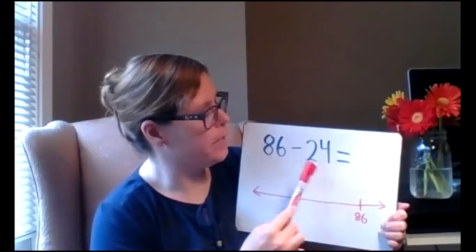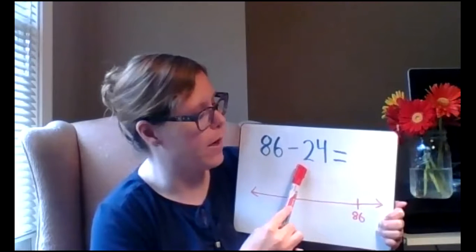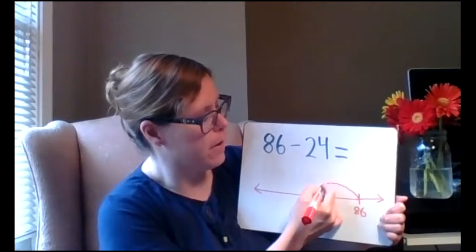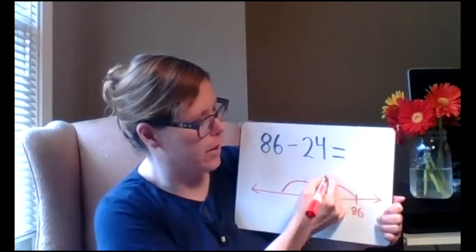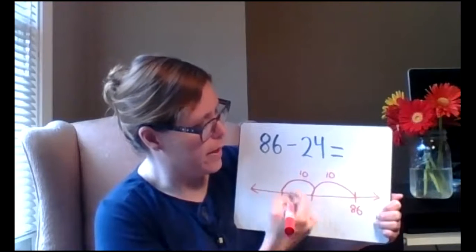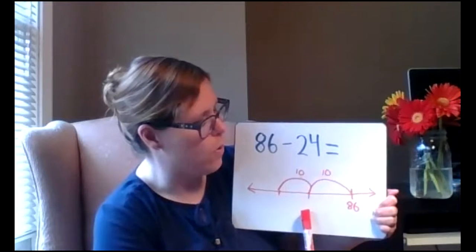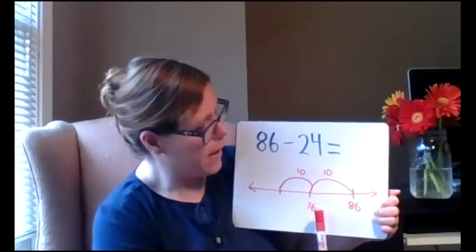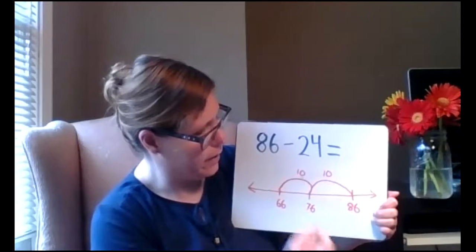So let's look here. Let's start over here with the tens. We have 2 tens in the number 24. So I'm going to do 2 big skip jumps of 10. 10, 20. A jump of 10, a jump of 10. So let's see here. If I jump back from 86 and jump back 10 more, that gives me 76. If I jump back 10 more from 76, I get 66.